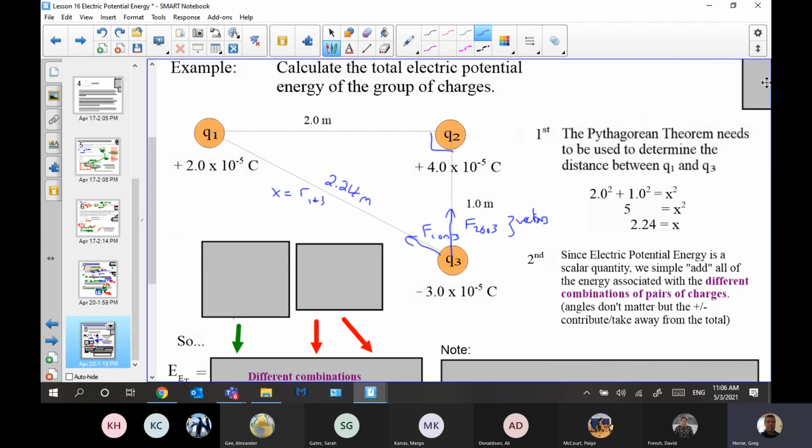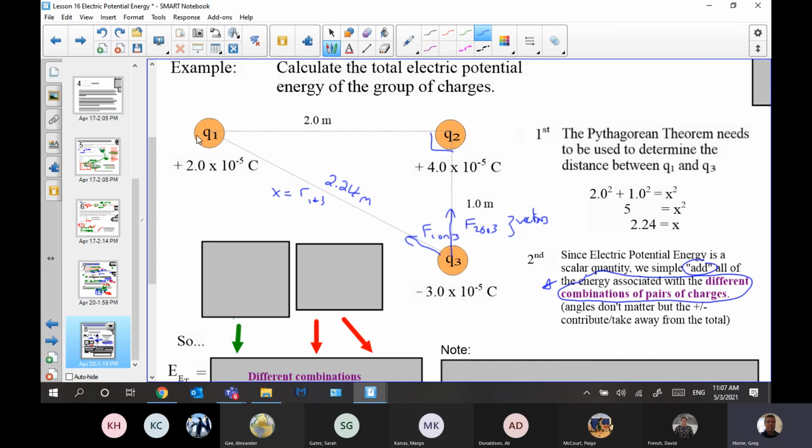And I had just a more of an idea step here, right? Since electric potential energy is a scalar value, we just add up all of the energies associated with the different combinations of pairs of charges. That's an important concept to recognize, right? All of the different combinations of pairs of charges and the energy associated with them. So we need to add up all of those.